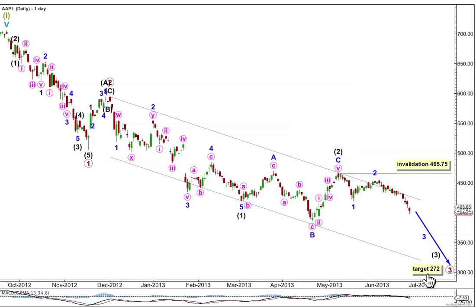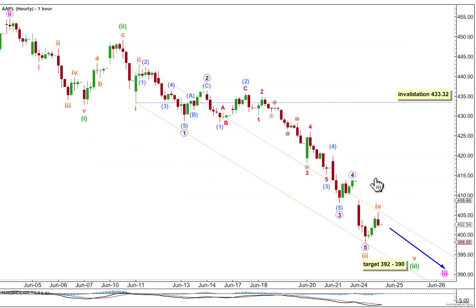My long-term target still probably months away at 272. Primary wave 3 will reach 1.618, the length of primary wave 1. Let's have a look at what's happening on the hourly chart, where the start of minor 3 will be just off to the left of the chart. Just off to the left of the chart it starts.